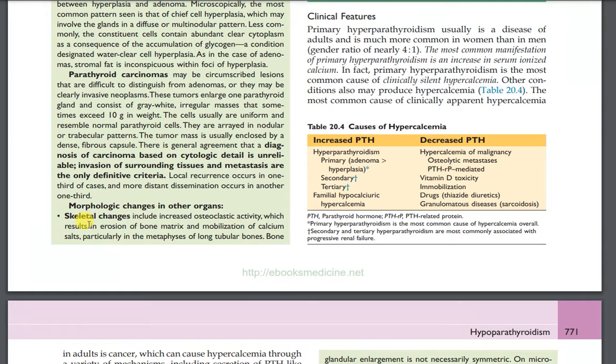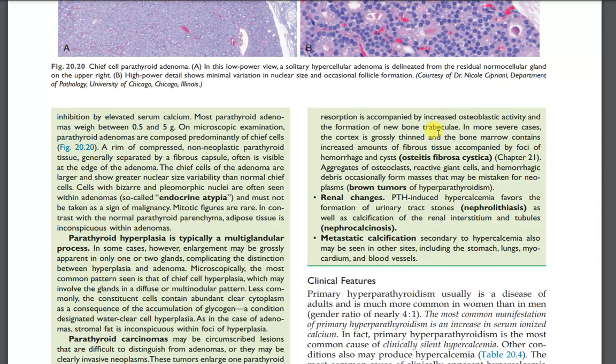Changes include increased osteoclastic activity, which results in erosion of bone matrix and mobilization of calcium salts, particularly in the metaphysis of long tubular bones. The bone resorption is accompanied by increased osteoblastic activity and the formation of new bone trabeculae. In more severe cases, the cortex is grossly thinned and the bone marrow contains increased amounts of fibrous tissue accompanied by foci of hemorrhage and cysts, and is known as osteitis fibrosa cystica. Aggregates of osteoclasts, reactive giant cells, and hemorrhagic debris occasionally form masses that may be mistaken for neoplasms.